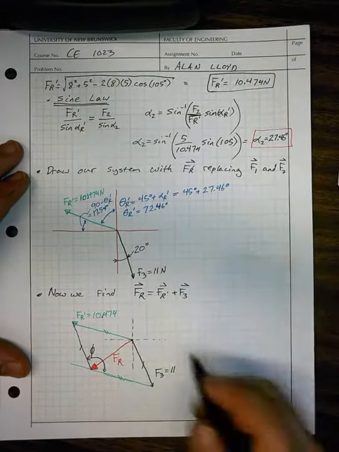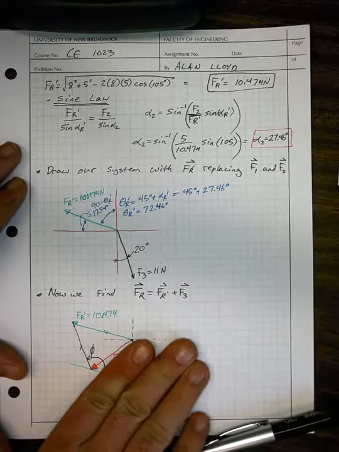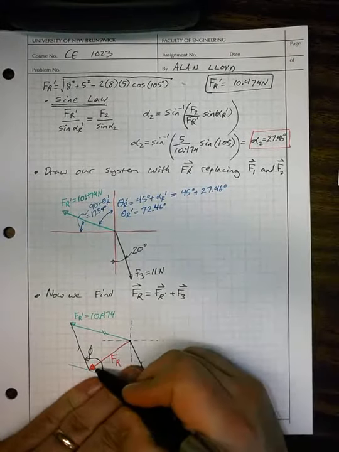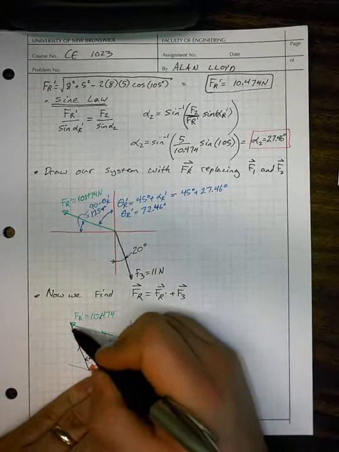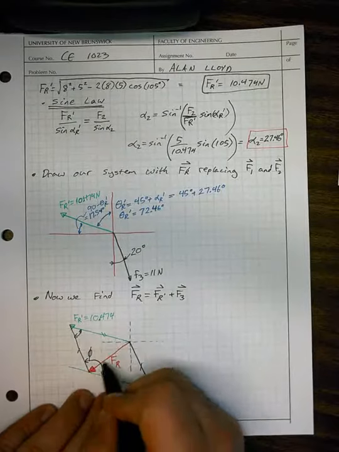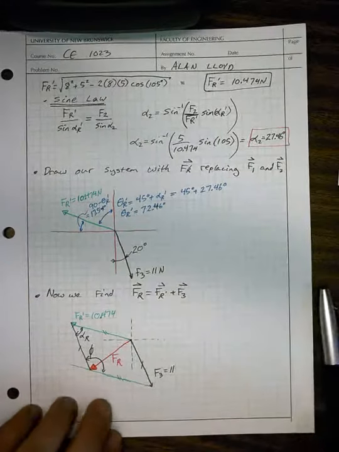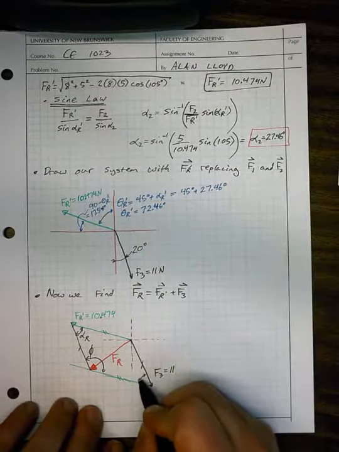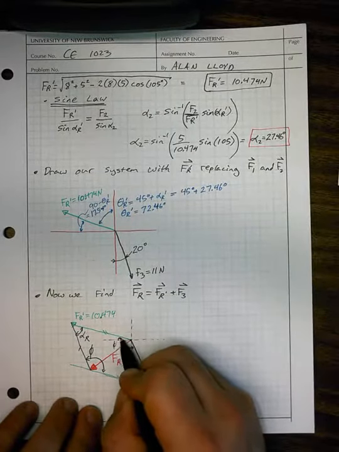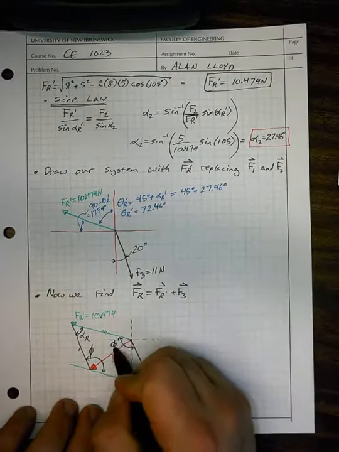And if we look at what will become our vector triangle, what's shown here, you have a triangle formed by FR, FR prime, and F3. If we look at that, we can say that this angle here is named after the side FR. So let's call that angle alpha R. And then we know that this angle here is also alpha R, and this angle here is also phi. Now we have enough information to calculate phi, and using phi we can then calculate alpha R.